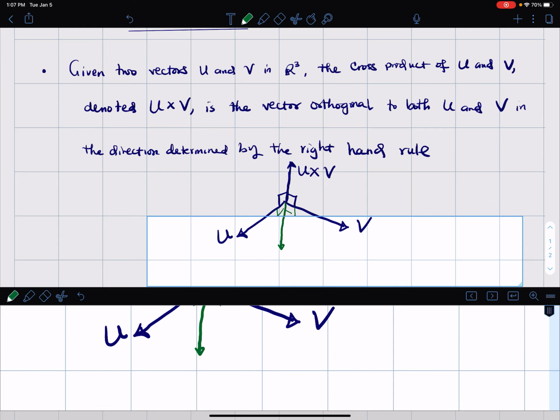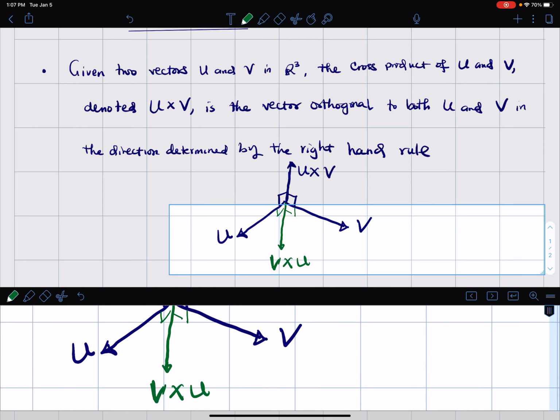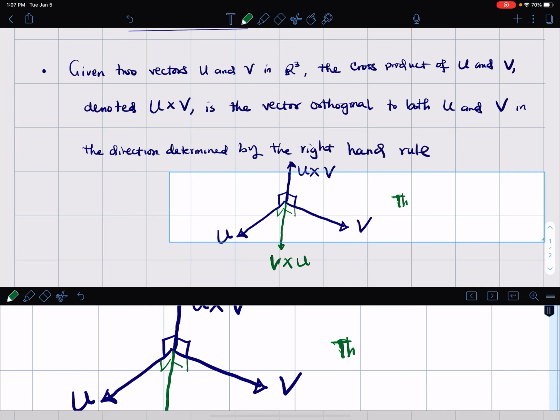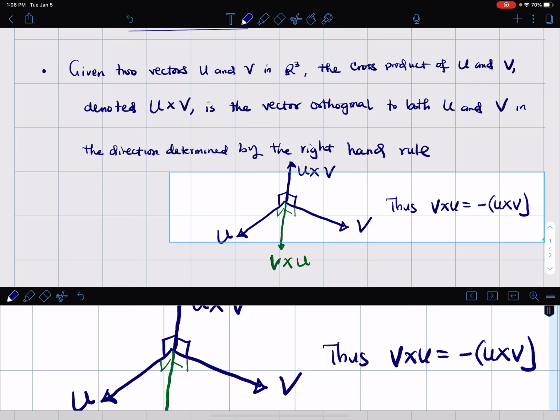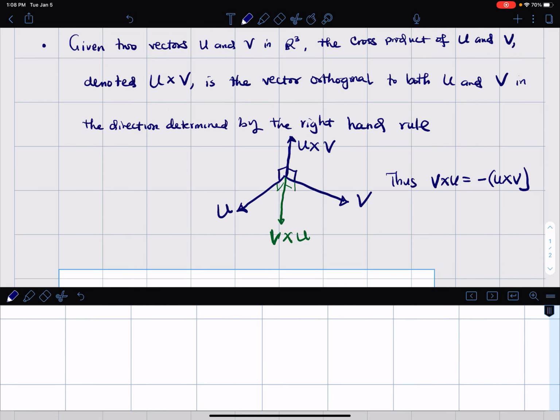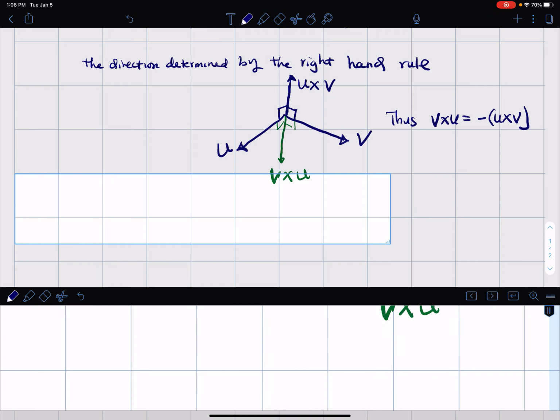is going to be v cross u. So automatically we can see that v cross u is equal to negative u cross v. So this is one of the properties of the cross product, that u cross v is equal to negative v cross u. All right.